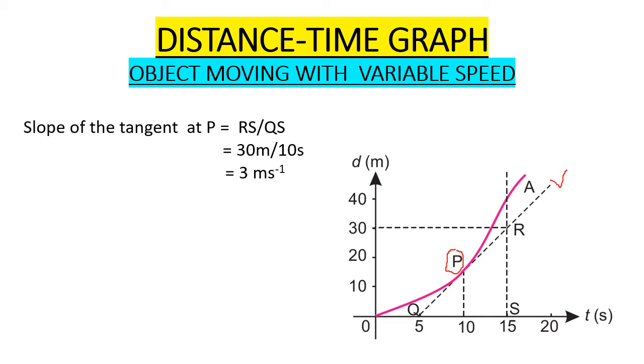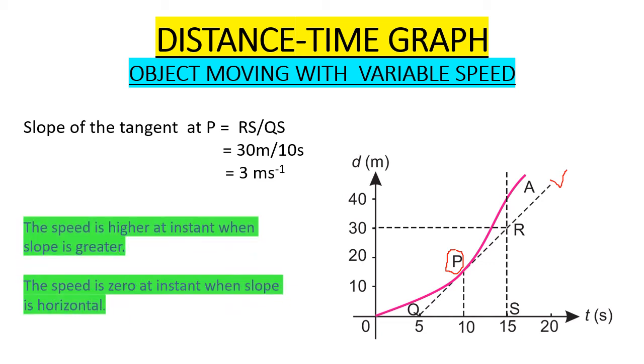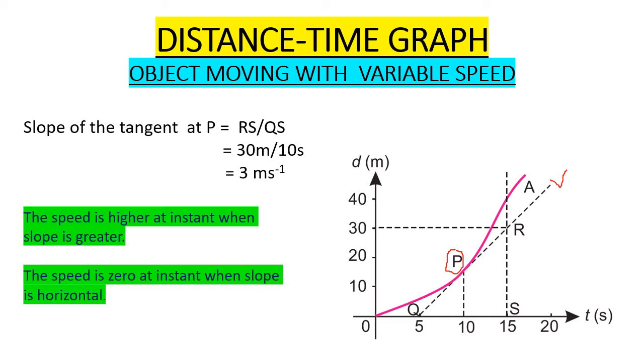So the slope of the tangent at point P is RS over PQ. RS is showing the distance, whereas PQ is showing the time. By dividing these two, we will get the speed of the body, 3 meters per second. The speed is higher at the instant when the slope gives us the greater value, whereas the speed is 0 at the instant when the slope is horizontal.